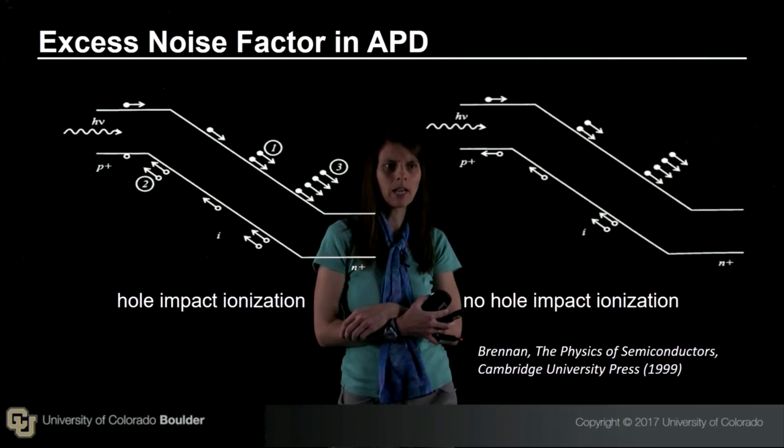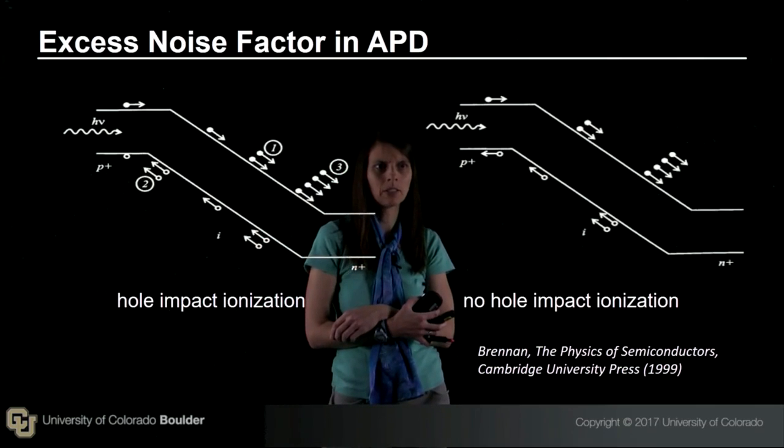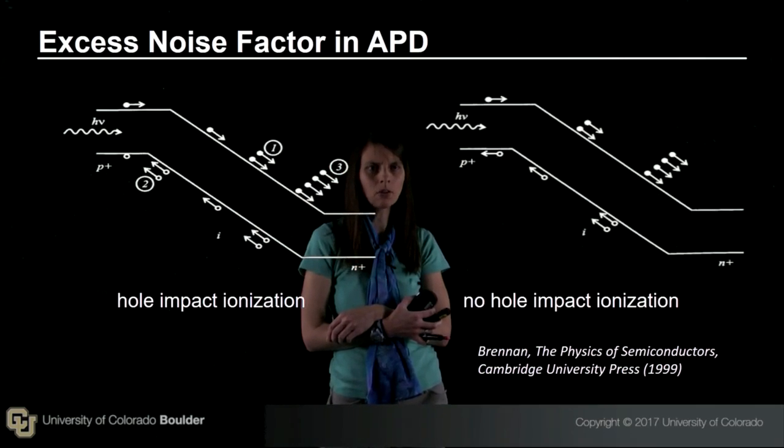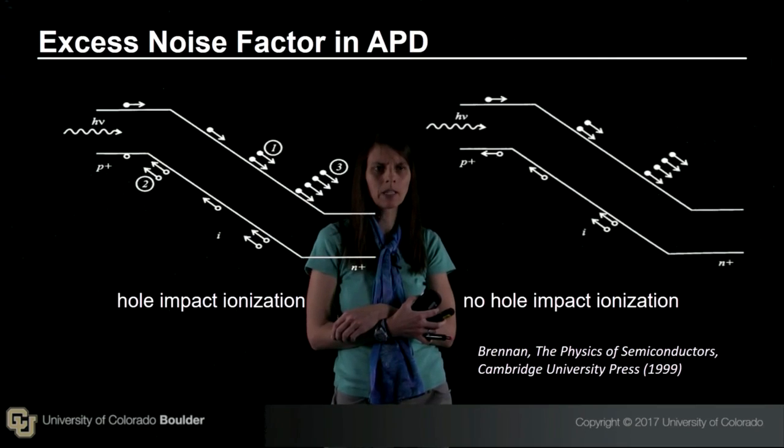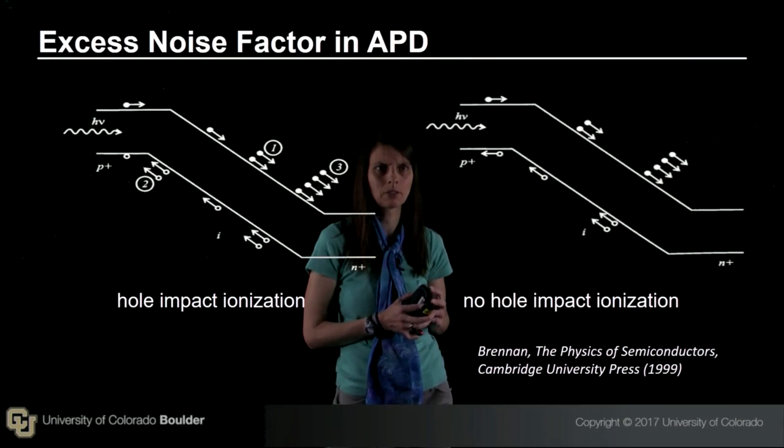However, if we have alpha equal to beta, this is a case where essentially the secondary holes may also impact ionize on the way to the P+. And so if both carriers ionize multiple times during the flight, the device never shuts off due to the continuous regenerative process of impact ionization, and this can lead to avalanche breakdown.